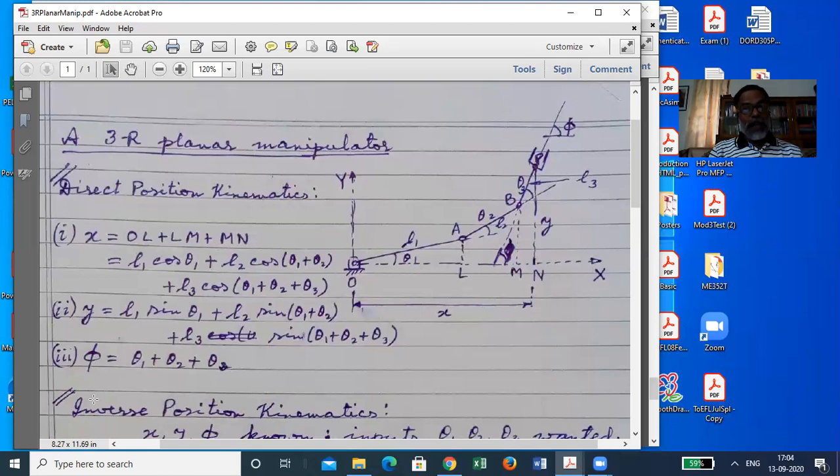Now, what would be the inverse position kinematics? Which would be very important practically, because practically you would say that my robot needs to go here to pick up this tool. Now, in order for the hand to go here, what inputs I have to give at the joints that is needed for the control.